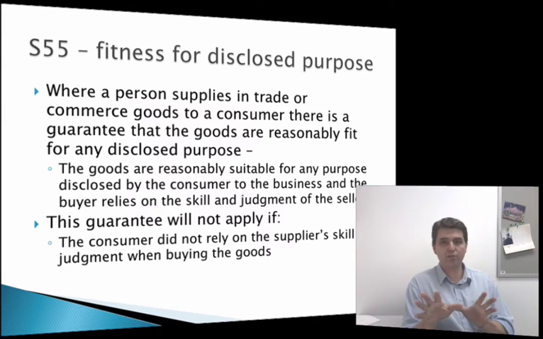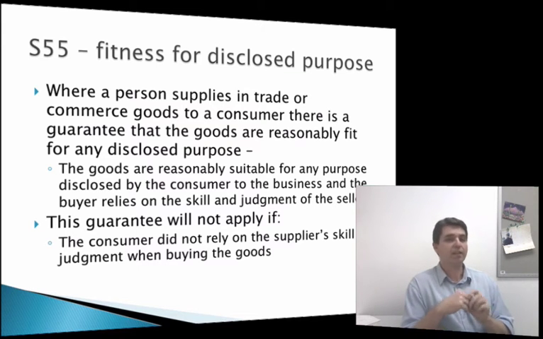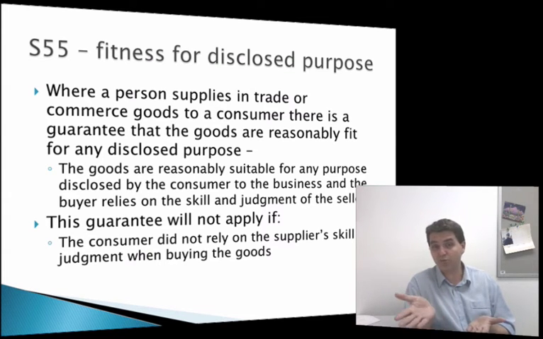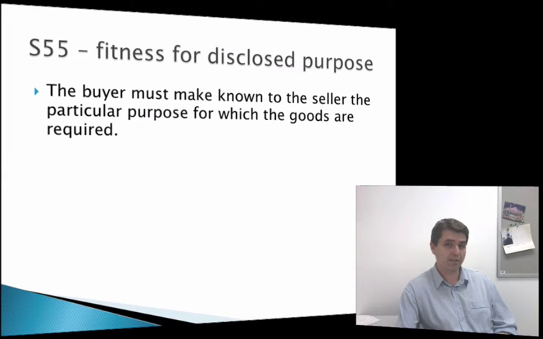If they say, don't use that one, it's not marine grade, use this more expensive one, and you don't do that, then you won't have this action under section 55. So I hope you can see that this has to do with the situation where the buyer goes to the seller and discloses what they're going to use the goods for. There's some form of recommendation, either explicit or implicit, by not saying don't use it for that, right? And provided that occurs, then there's an action under section 55 that the goods you bought should match that purpose that you disclosed to the supplier.